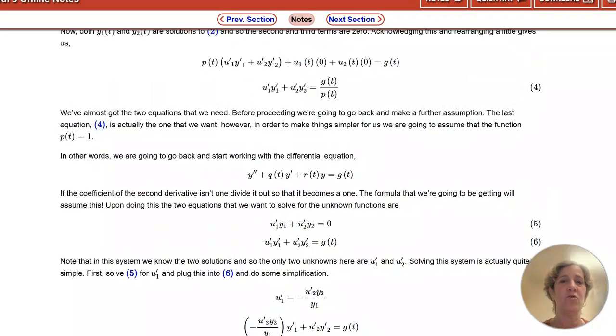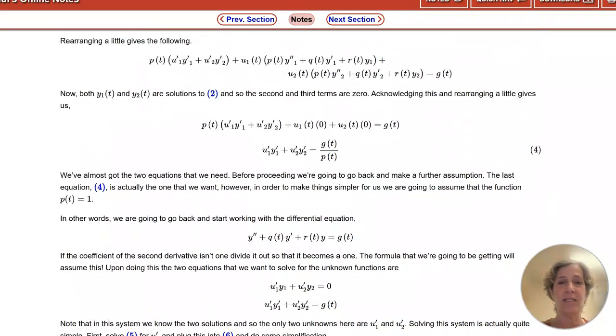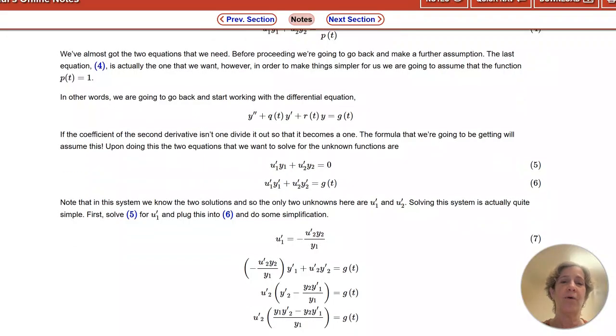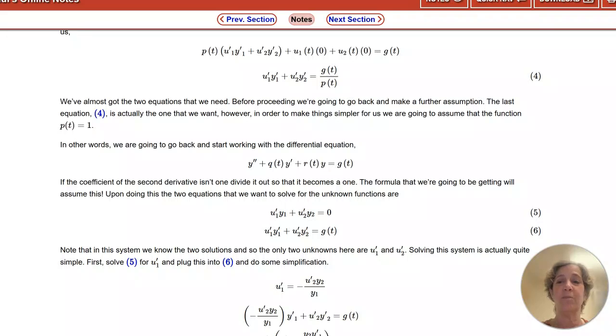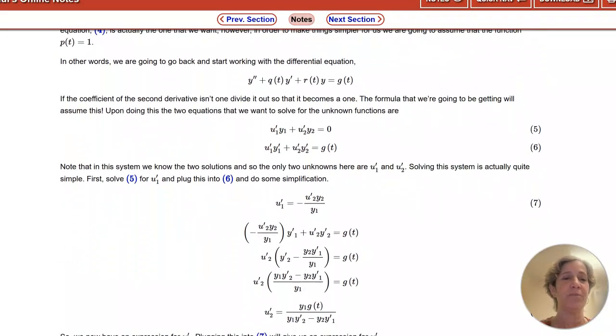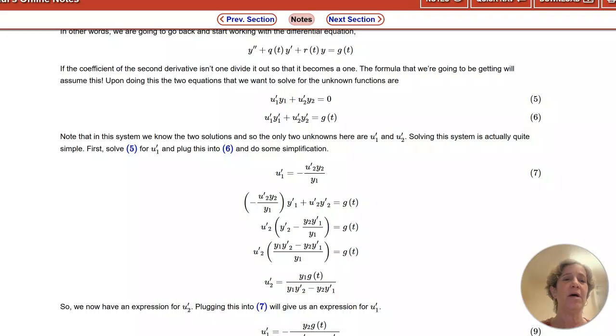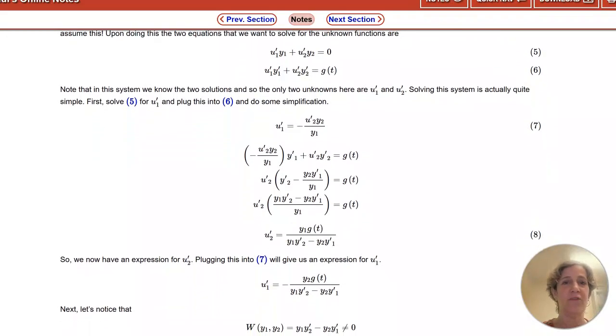And then we have, after solving and plugging everything in and simplifying, u1 prime y1 prime plus u2 prime y2 prime equals g of t. Because again, we are assuming p of t is 1. Which is a reasonable assumption because if it was not 1 to begin with, I can always divide through by p of t. So now I have a system of two unknowns with two equations, so we can solve it. Again, it's a system of differential equations, but hopefully we can solve it. Our goal is to find u1 and u2. So here we're just going to do an algebra system of substitution. We solved the first equation for u1 prime.